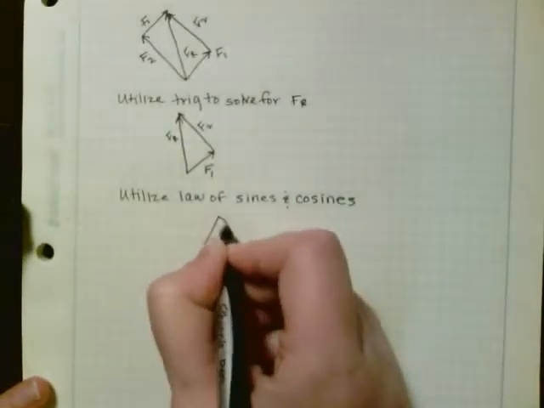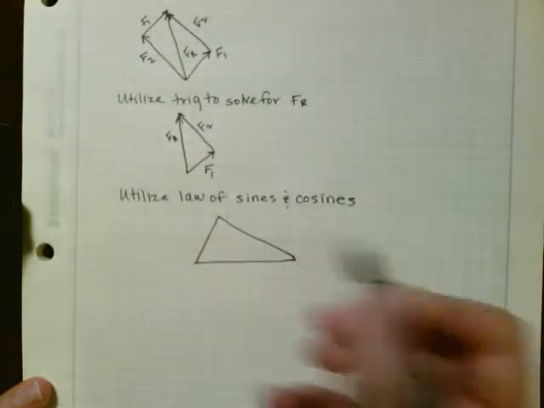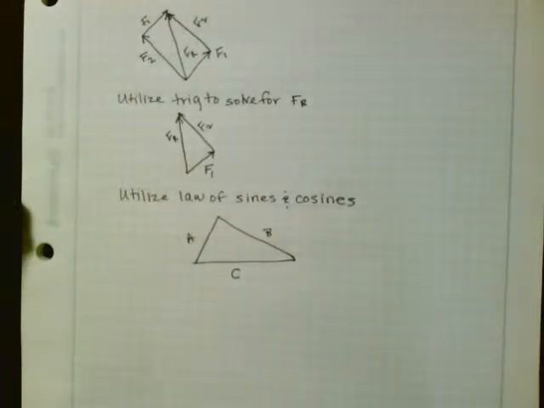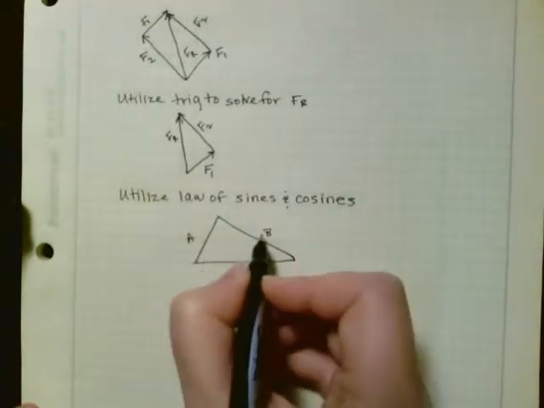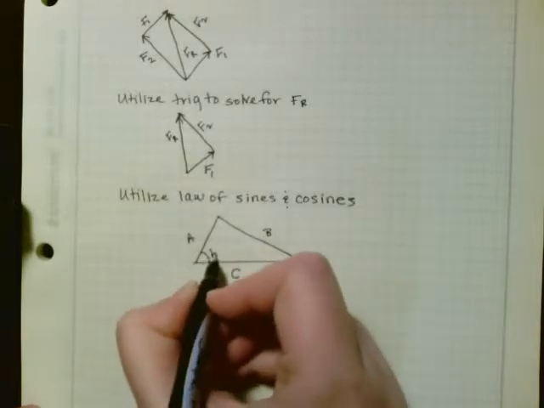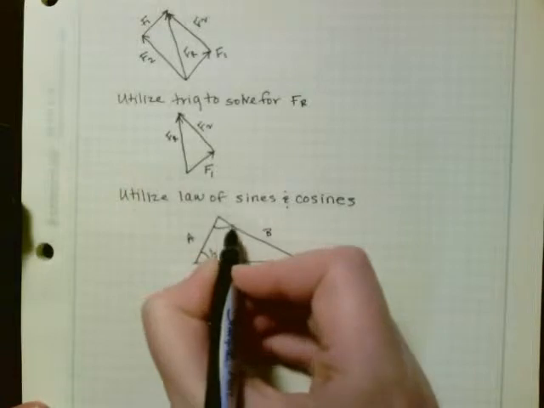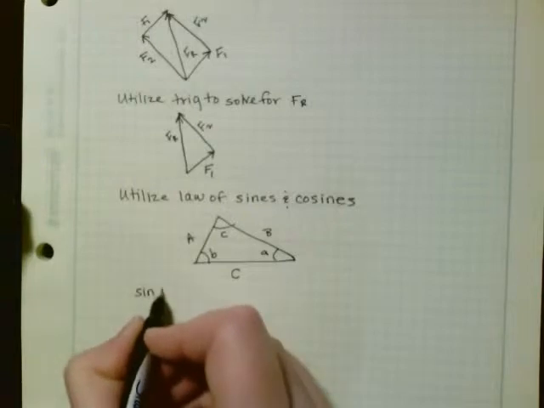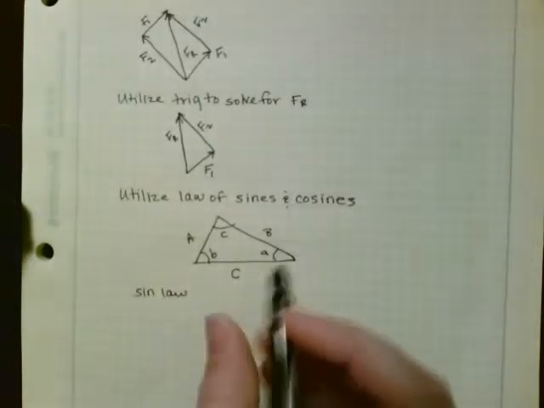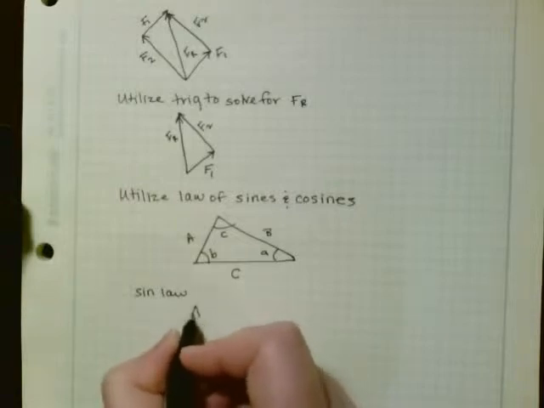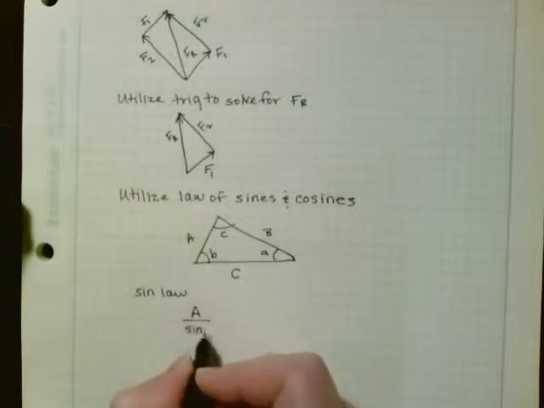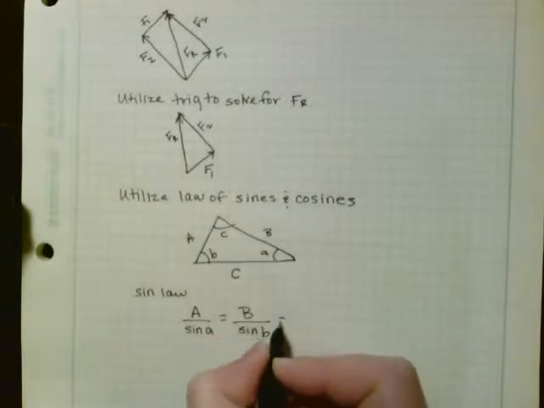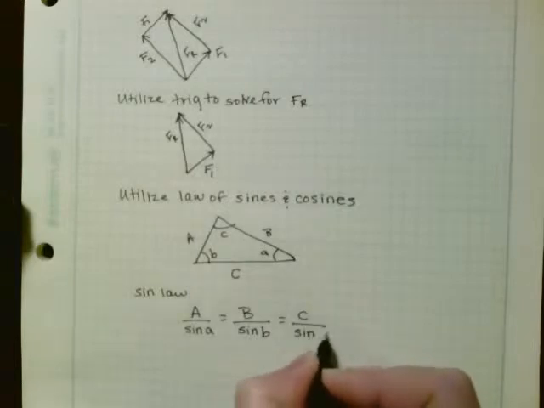So if you had a triangle, side length A, B, and C, where C is always the hypotenuse of the triangle, or the longest side. So the angle opposite of B is considered lowercase b, angle B. This is considered angle C, and this is considered angle A. So the sine law is the ratio of A, capital A, over the sine of A is equal to side length B divided by the sine of B, and side length C divided by the sine of C.